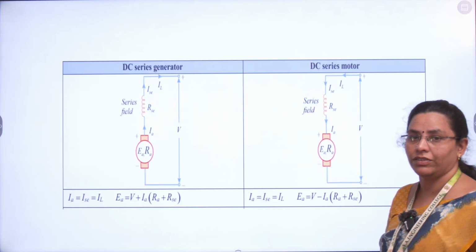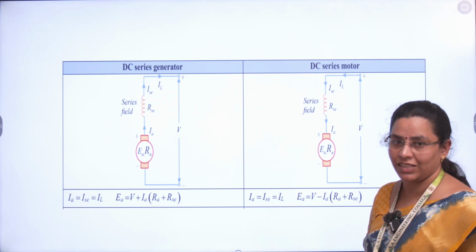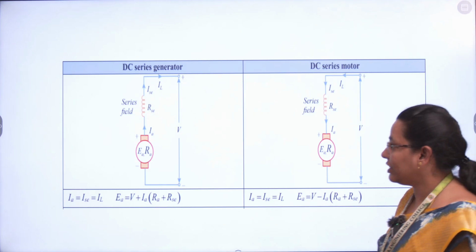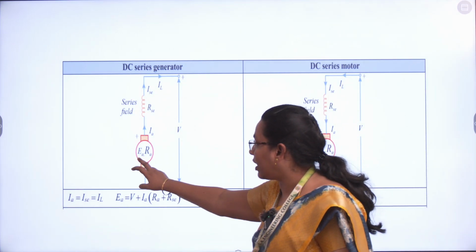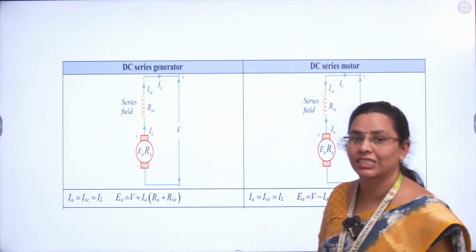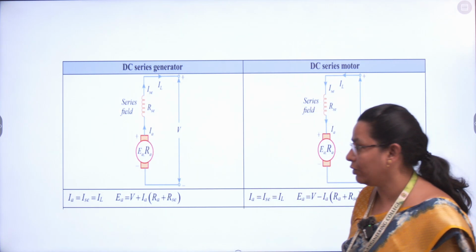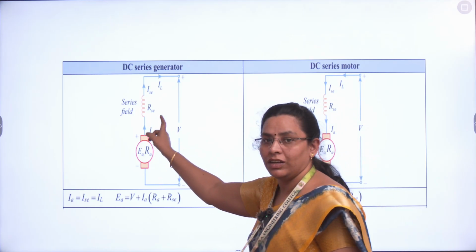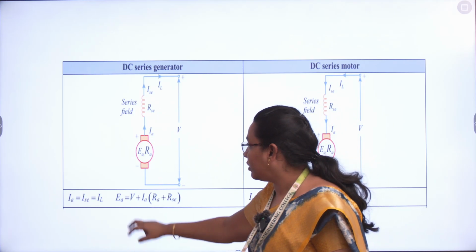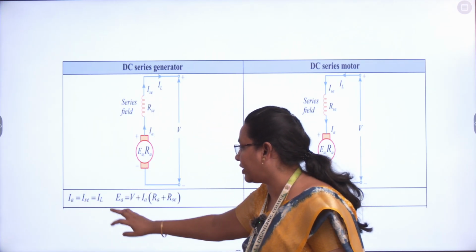Next kind of DC machine is the DC series generator as well as the DC series motor. In the DC series machine, armature winding and field winding are both connected in series. In a series connection, we have to maintain a high current value. For that, the number of turns should be very low. So in this, the current value is the same: IA equals ISC equals IL.